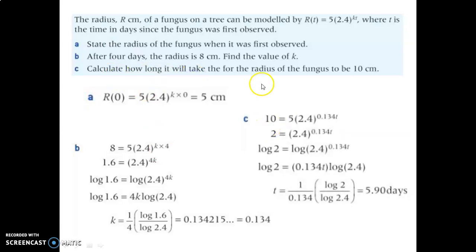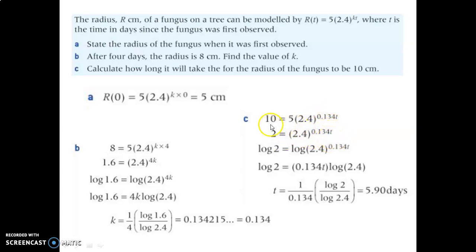In C, we're trying to get the fungus to get to a radius of 10, and we're seeing how long it will take. So now we know the k value. The k, it says, does it say that? No, it doesn't say that. Oh yeah, k is like a constant in this equation. So we kept the k value in there. Time is our variable, the one where we put in 1 day, 2 days, 3 days. So we leave the constant of 0.134, and then our unknown there remains the t in this case.